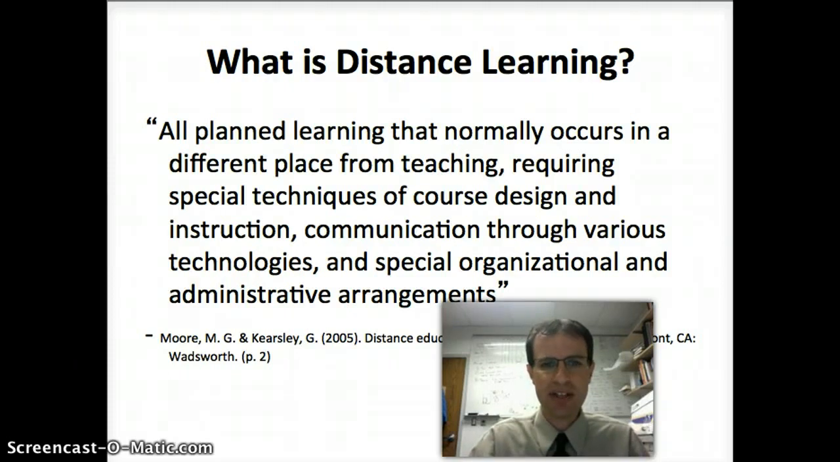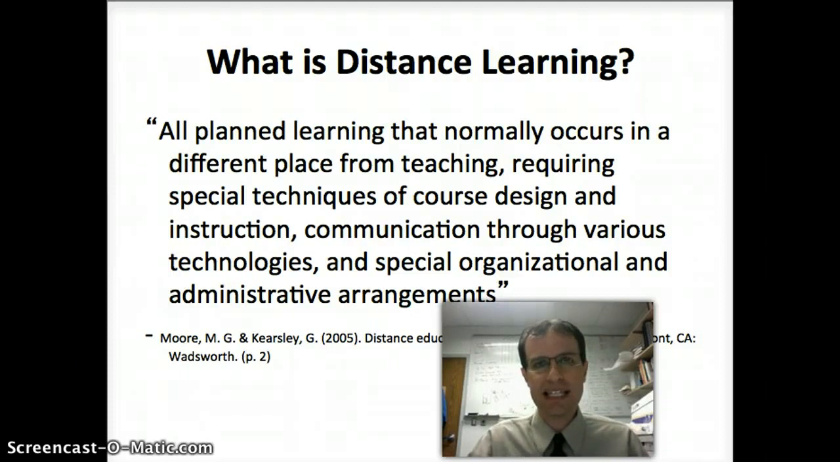So he said, with Kearsley, all planned learning that normally occurs in a different place from the teaching, requiring special techniques of course design and instruction, communication through various technologies, and special organizational and administrative arrangements.